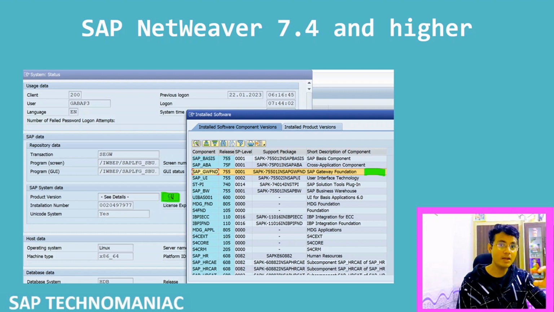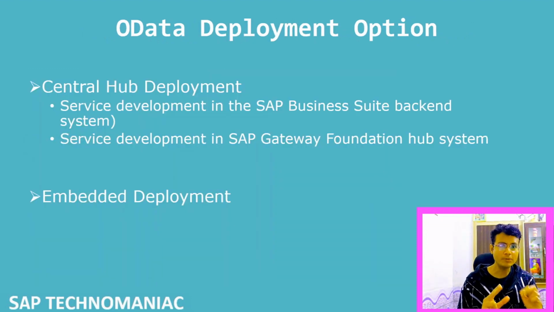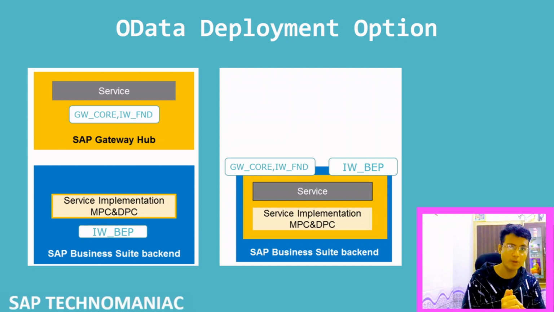Based on which components are installed in the system, we can create different kinds of landscape in our SAP. What I mean by landscape we also call deployment options, OData deployment options. There are two kinds of deployment options based on the add-ons you add in your system. One is the central hub deployment and the second is the embedded deployment. We will first see an overview of both deployments.